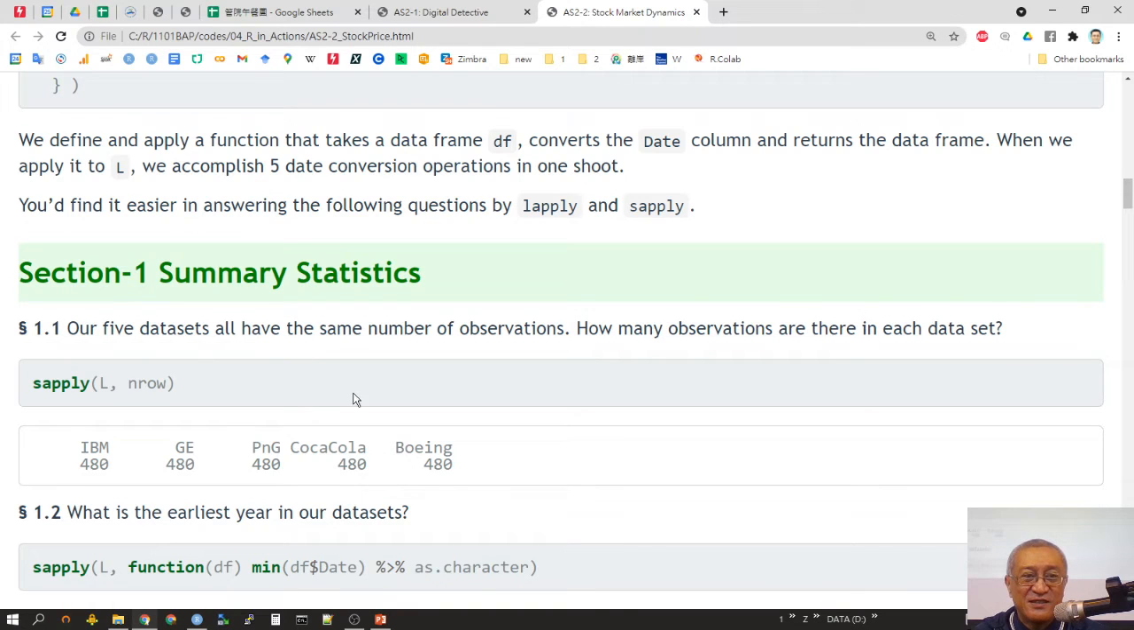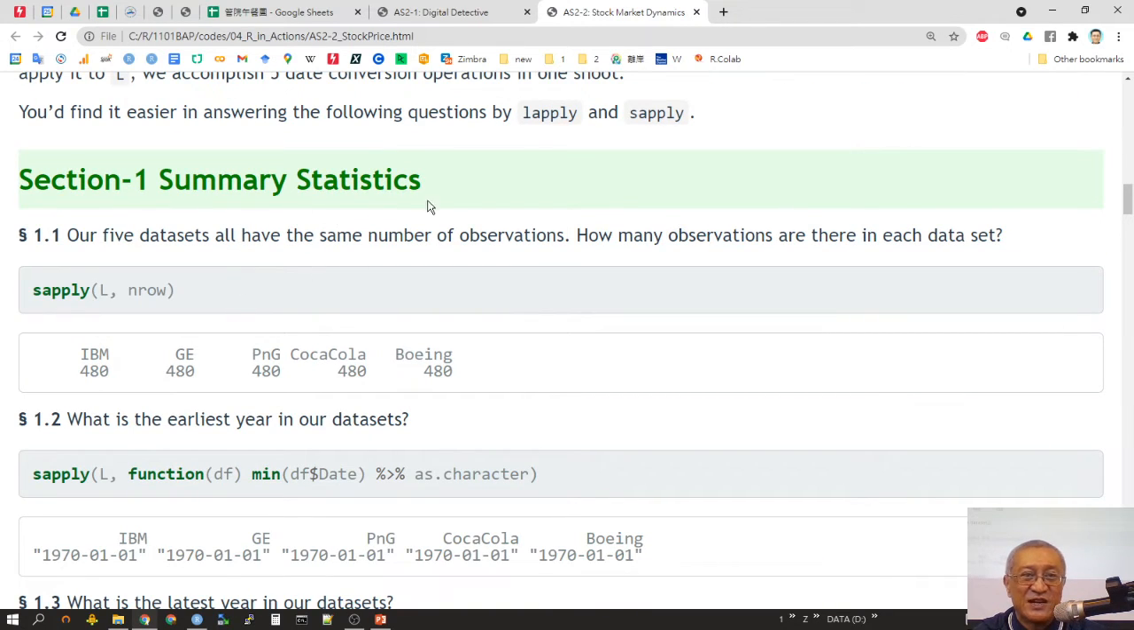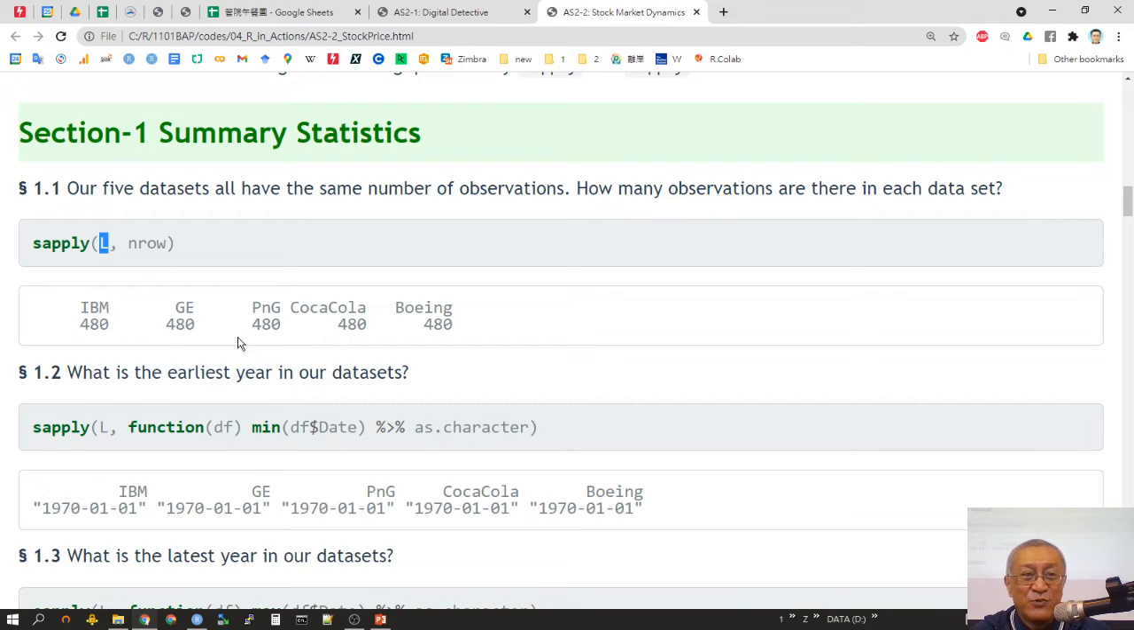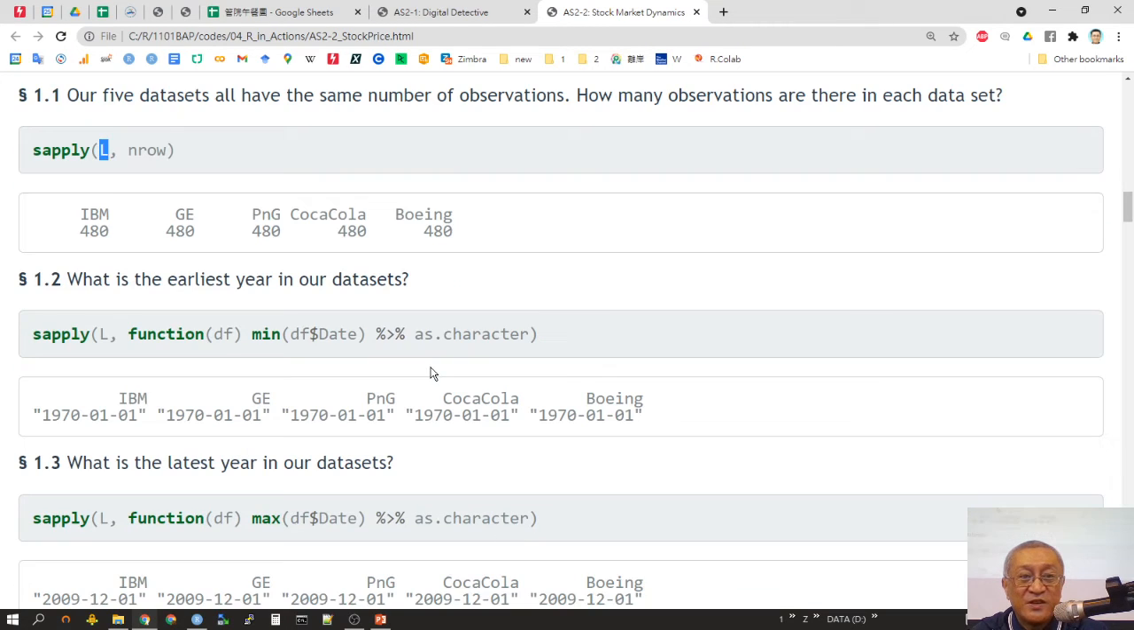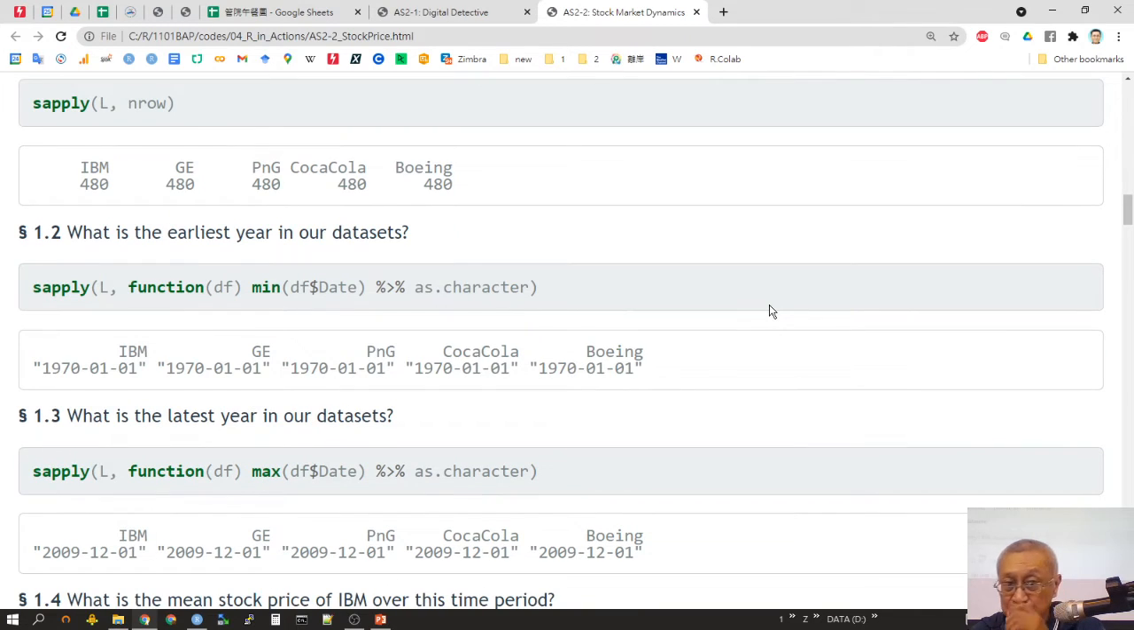Now, with that, it's easy to answer the summary statistics, right? They want to see the number of observations. So you no longer need to apply the number of rows to each of the data frames. You simply apply the number of rows to L, and then you can see that every one of these data frames has 480 observations, okay? And then the earliest year in your data set, right? So that's what we want to do.